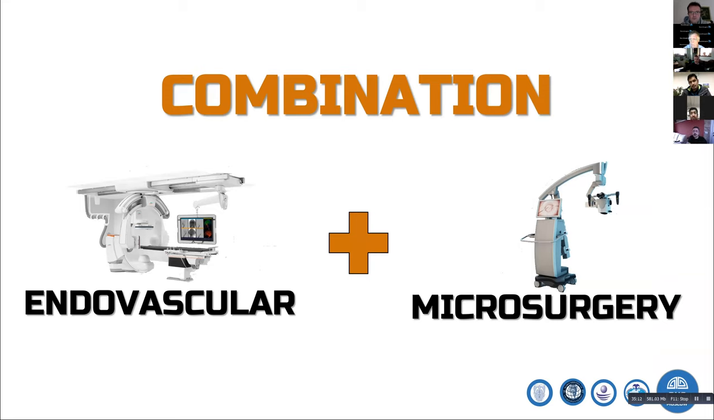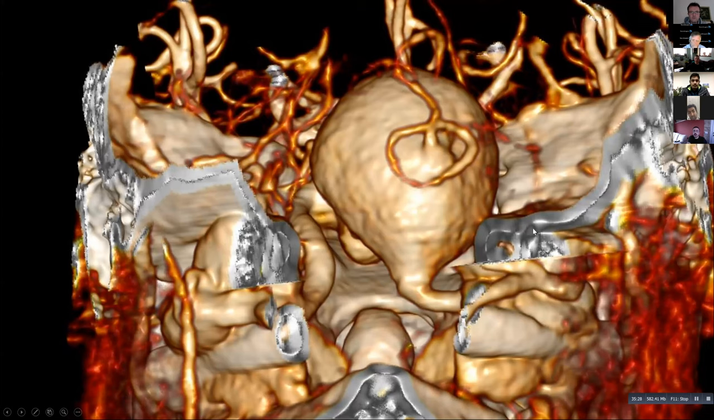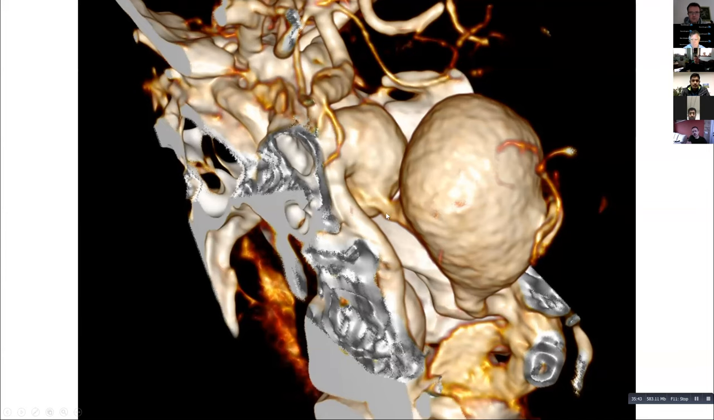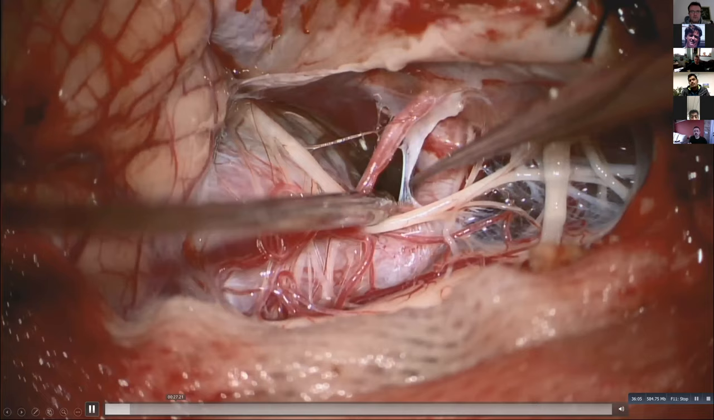So here's a case of a combination of surgeries, microsurgery and endovascular. Here are two fusiform aneurysms in a 12-year-old patient. You can see the mass lesion here, a huge giant fusiform aneurysm, and the PICA originating from one of the aneurysms. Here is the small connection between the aneurysms. It's fusiform and not suitable for endovascular treatment at first. You can also see the thrombosis of the biggest part, and the patient started to decline neurologically. So we decided to go for microsurgical clipping of the biggest part.